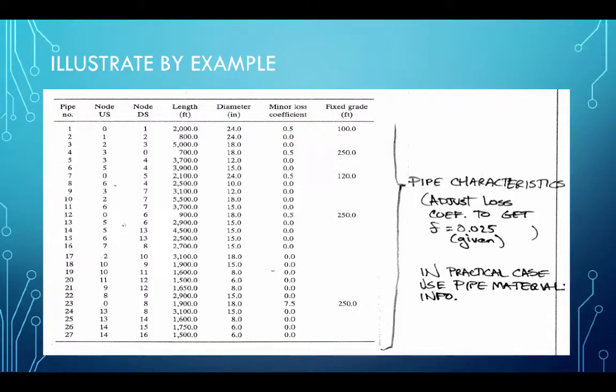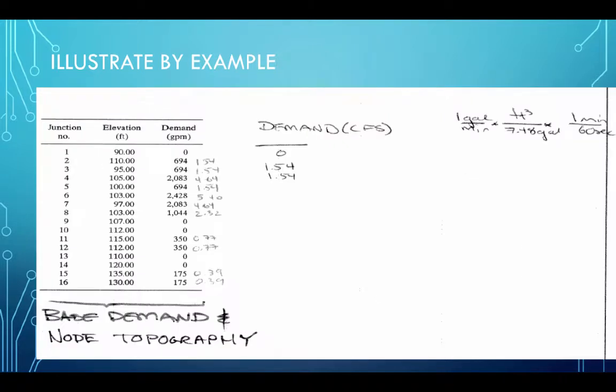All the input information is shown here. Some of the pipes are connected to fixed grade nodes. Those represent the various reservoirs and or tanks in the system. We have the base demand. Now this is the important part. The base demand is what was used in that single period simulation.